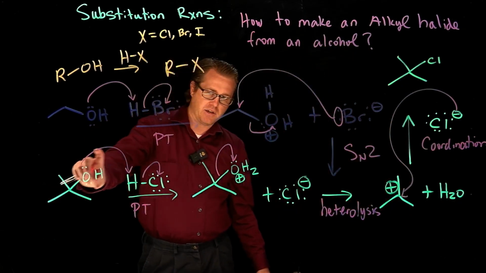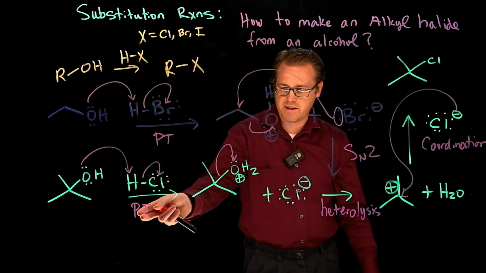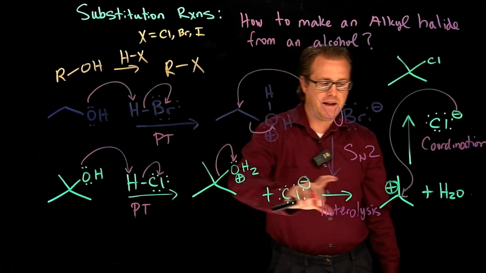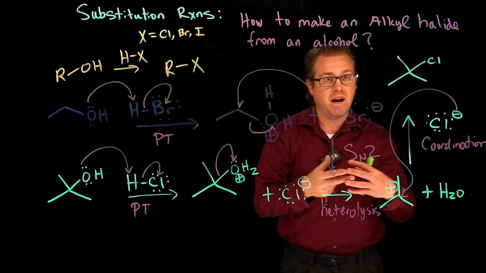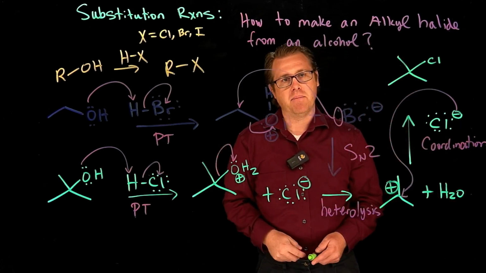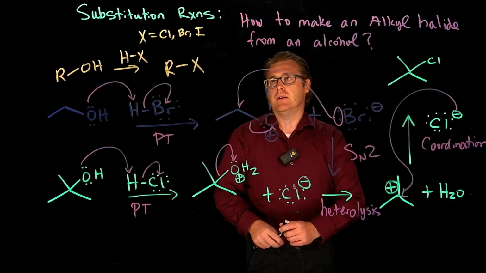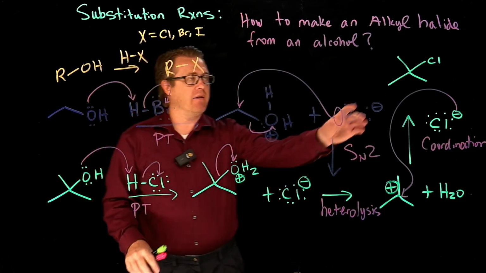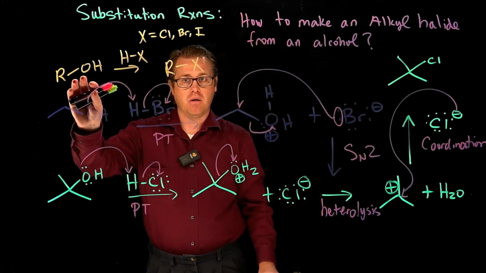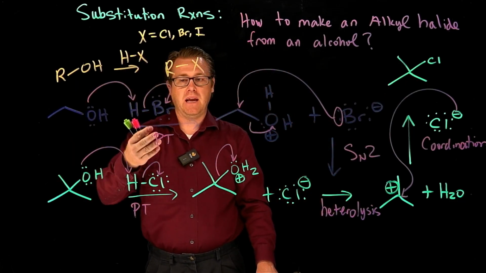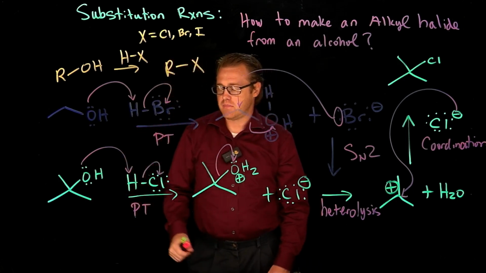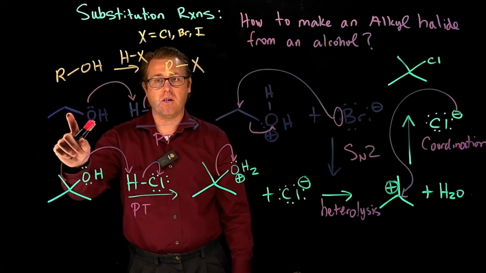So this reaction in green here, we have all these steps: proton transfer, heterolysis, coordination. What can we call all three of those combined? An SN1 mechanism. So when you want to make an alkyl halide from an alcohol, the mechanism can be SN2 or SN1, depending on the type of alcohol that you start with.